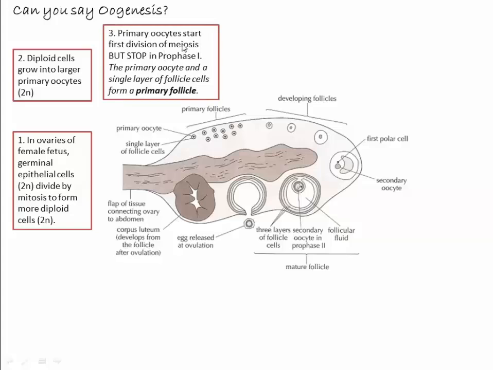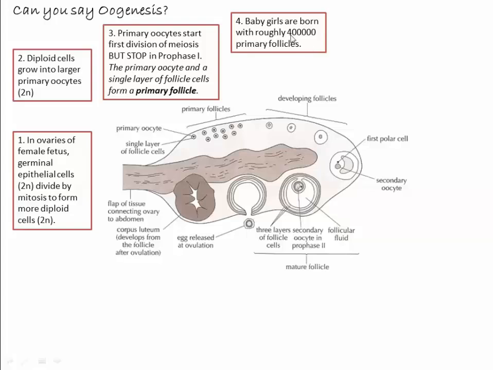The primary oocytes start the first division in meiosis, but they stop in prophase 1. Little baby girls, when they are born, already have a whole bunch of these ready to go, but they've all stopped in prophase 1, and they won't continue through the next stages of meiosis until they hit puberty and the menstrual cycle actually starts. They're born with approximately 200,000 in each ovary, so 400,000 primary follicles ready to go.